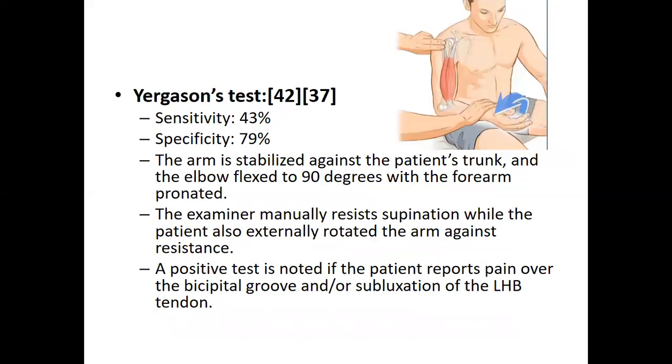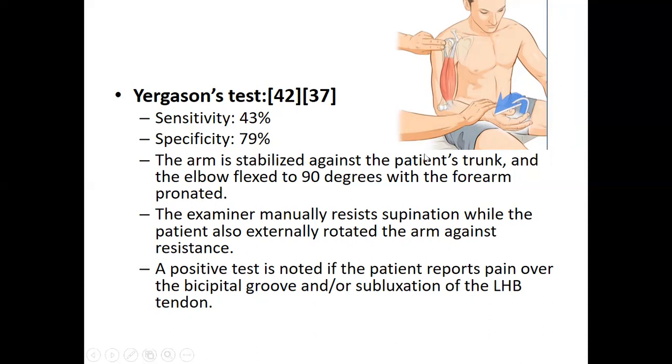In the irrigation test, the arm is stabilized against the patient trunk. It should be in the neutral position, and the elbow is fixed to 90 degrees. Forearm will be in pronation, and then the examiner manually resists the supination. The patient will attempt supination, and the therapist will provide resistance to that supination. So it means the patient will supinate the forearm against the resistance of the therapist.